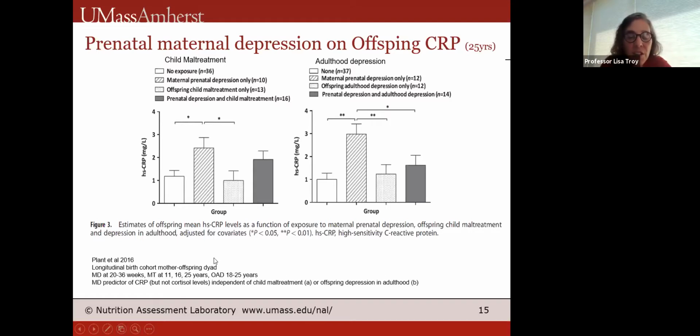I think one thing to note that this study found was that maternal depression was a predictor of CRP, this longer term chronic inflammation, but not of cortisol levels within the offspring. And I'll post this paper so you can take a closer look at it later.